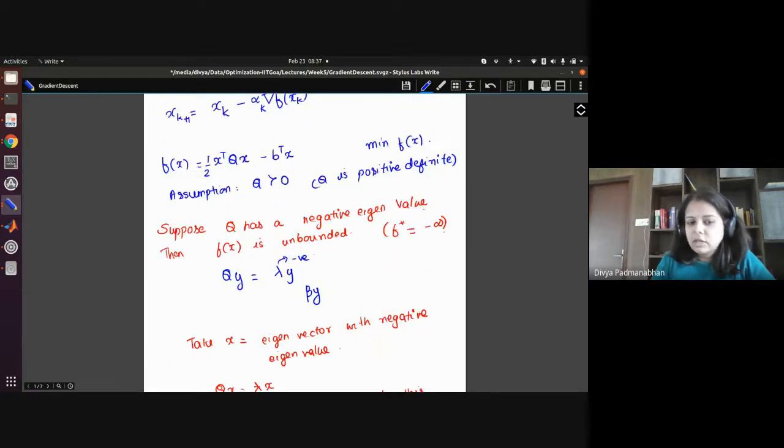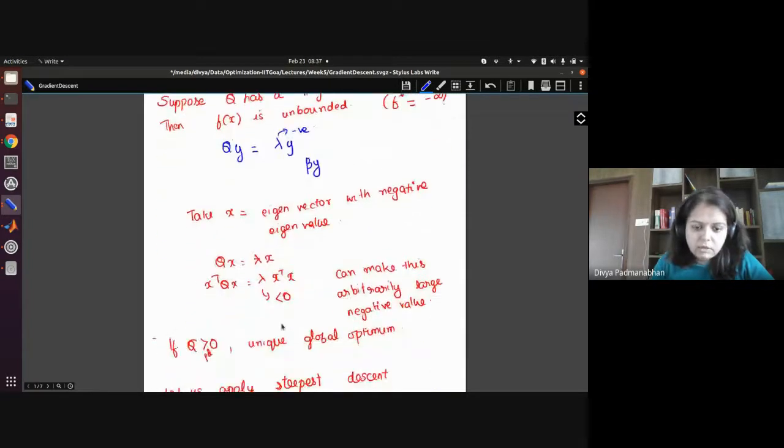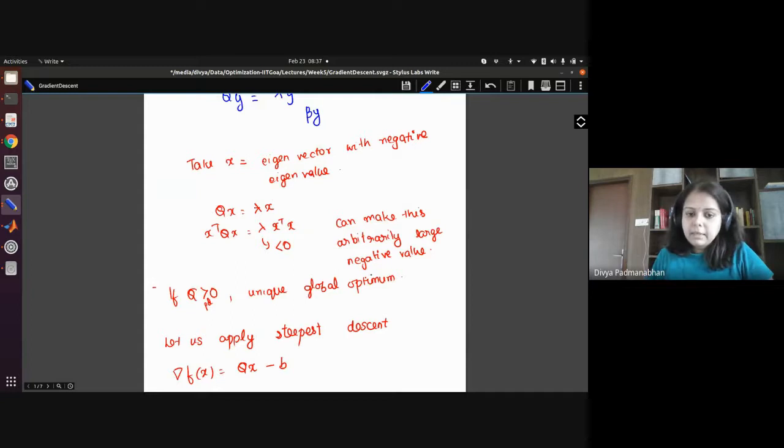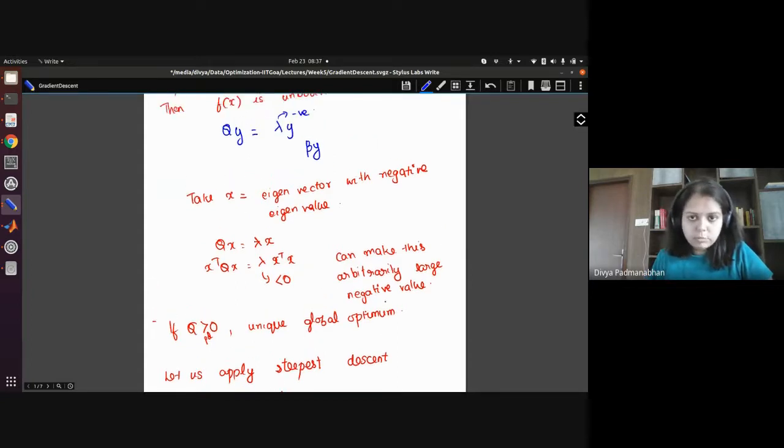So basically this function is convex if this matrix Q is positive definite, and such problems have a unique global optimum, and all the local optima are also global optima. Okay, so just something to keep in mind, and maybe you want to come back to it later once we do convex functions.